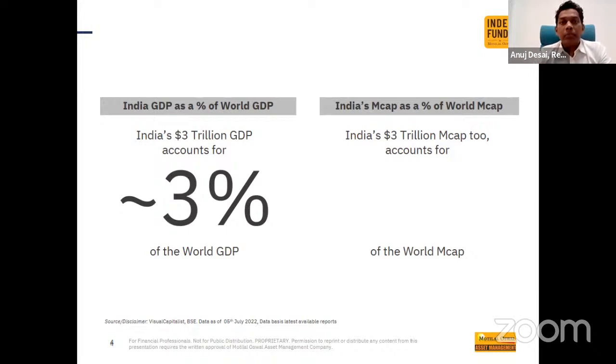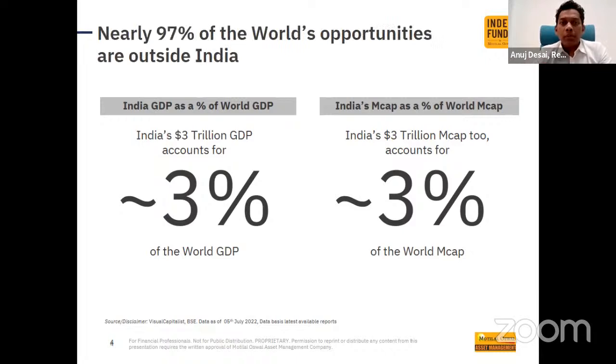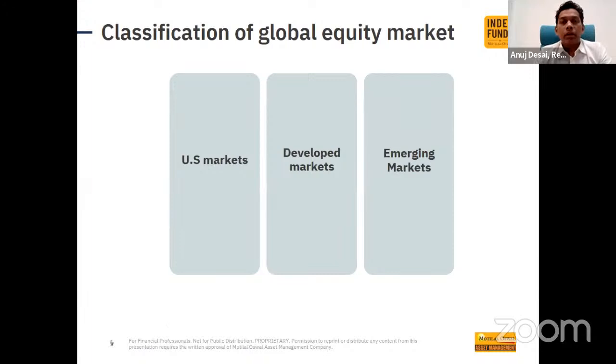Also, if you look at your equity markets, they are again roughly worth $3 trillion, and they are also worth 3% of the world market. What I'm trying to say is that 97% of the world's opportunities are outside India, yet most people invest only in India. Now, if you look at the global markets, or at US investors, or investors from Europe or any other developed markets, how do they invest?